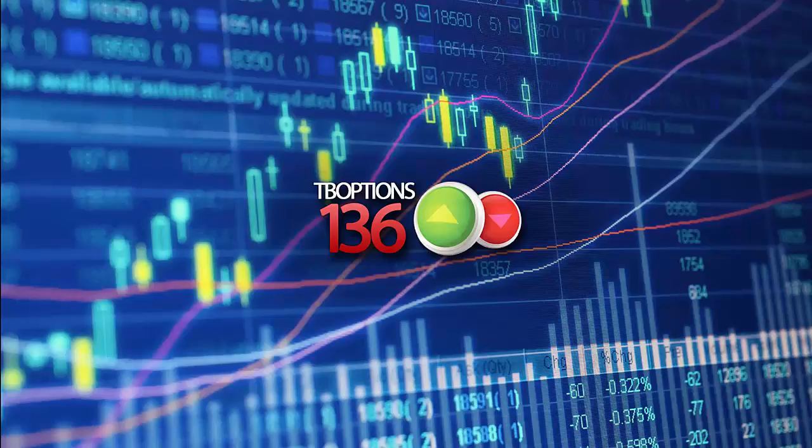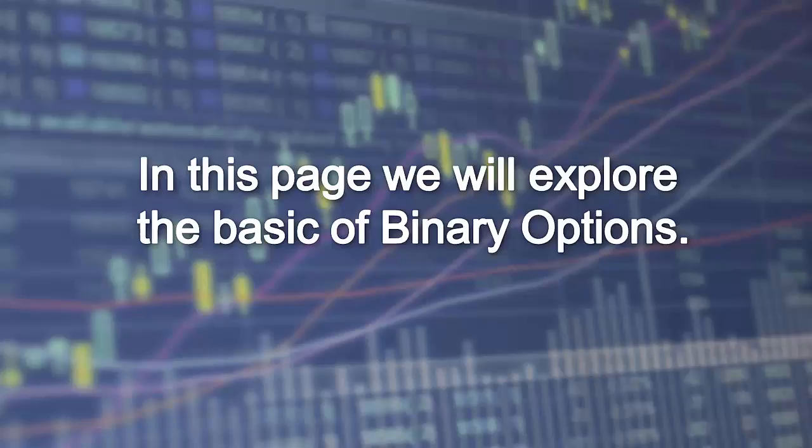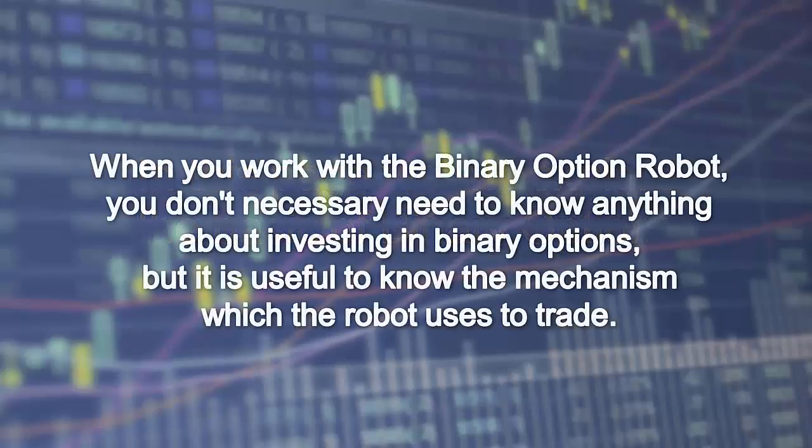On this page we will explore the basics of binary options. When you work with the binary option robot, you don't necessarily need to know anything about investing in binary options, but it is useful to know the mechanism which the robot uses to trade.